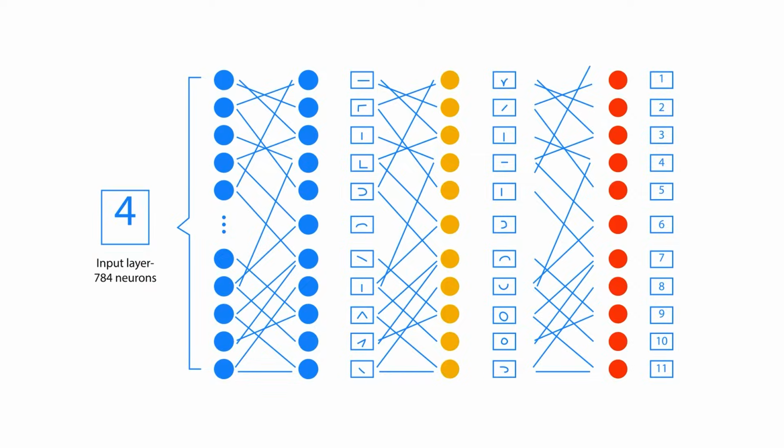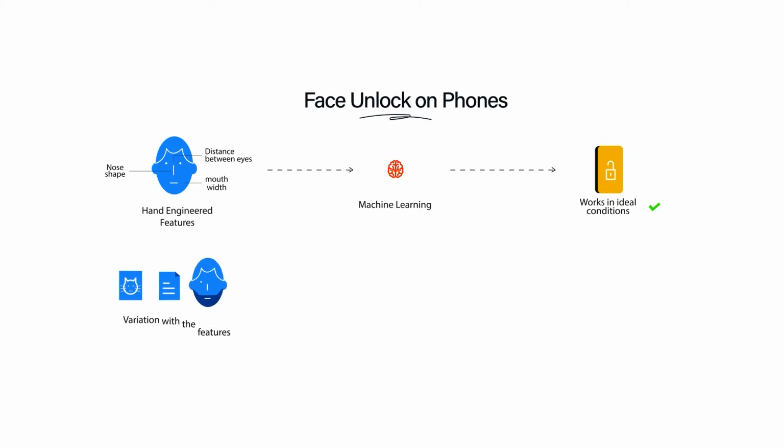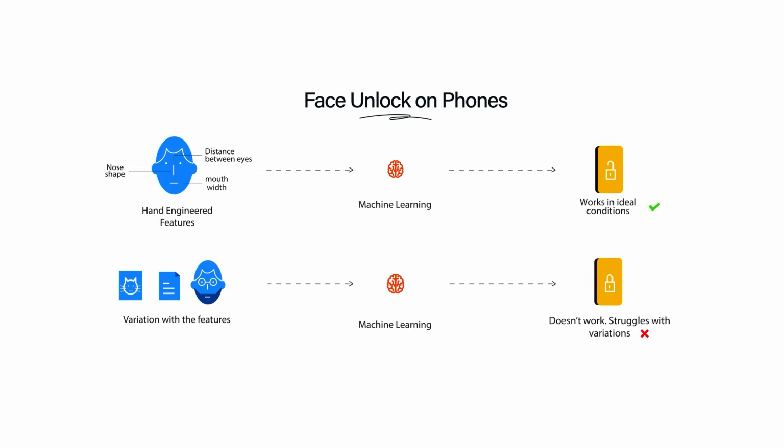Let me make this concrete with an everyday example: face unlock on your phone. With traditional machine learning, a human has to decide what features the model should use. Things like the distance between your eyes, the shape of your nose, and the width of your mouth. The model then learns how those hand-picked features map to your identity. But the problem is that the real world is messy. Change the lighting, put on glasses, or grow a beard. Suddenly, those features stop working so well and the system struggles.